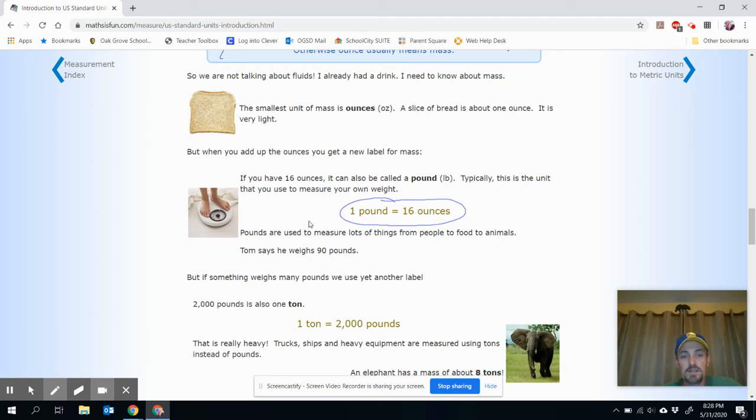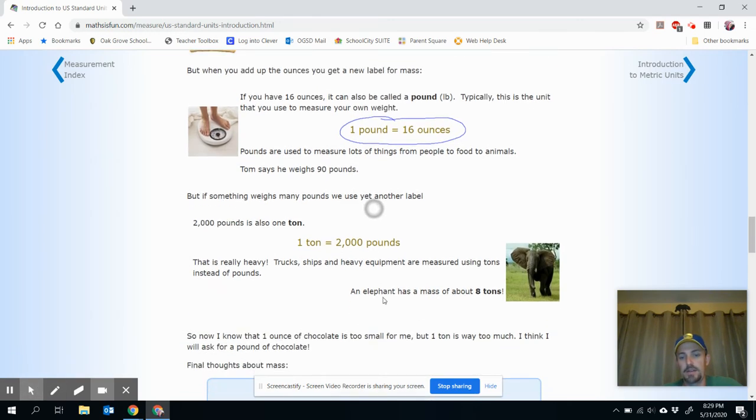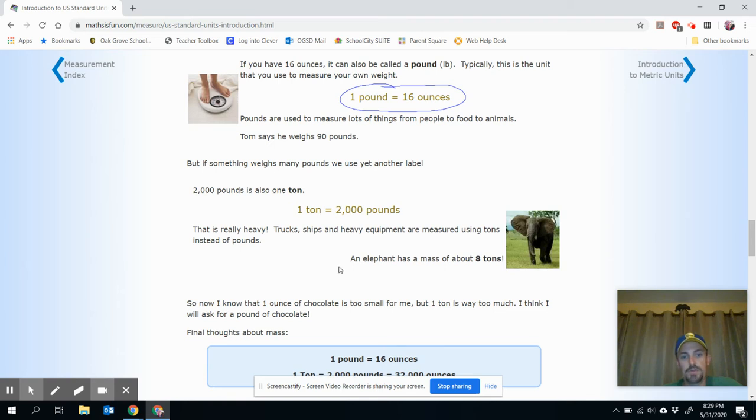So human beings, dogs, most animals, most things you're going to measure in pounds. Then when you get to extremely heavy things like elephants or trucks or container ships, heavy equipment, you might measure them in tons. 1 ton is equal to 2,000 pounds.